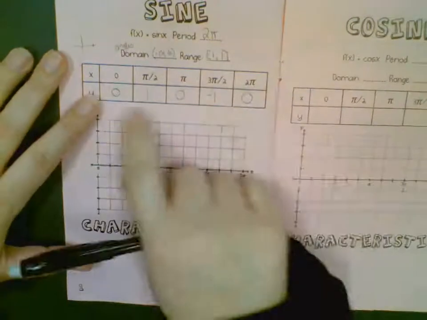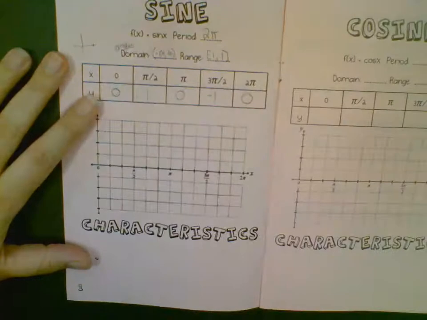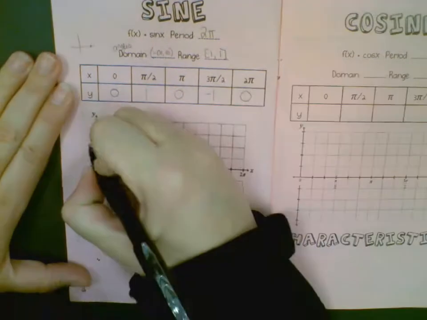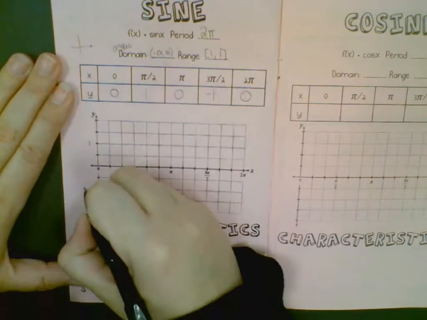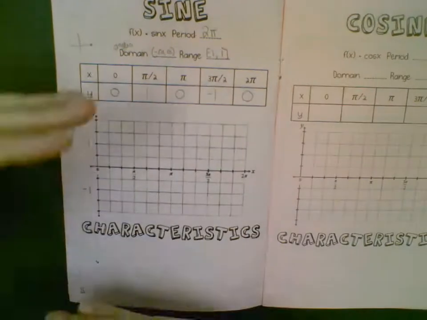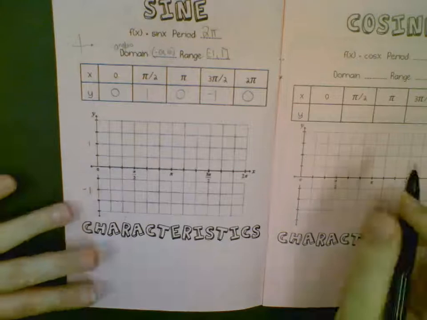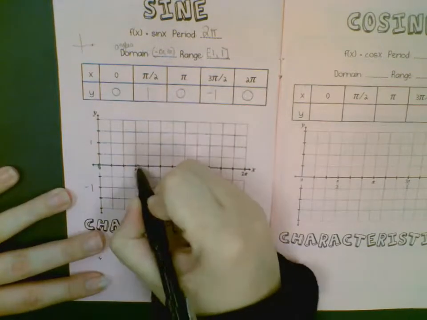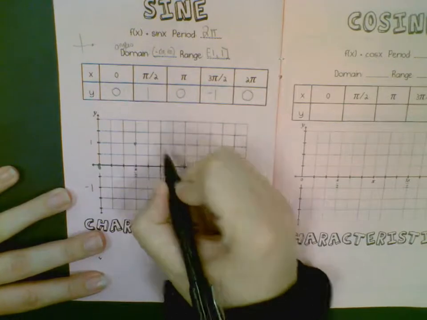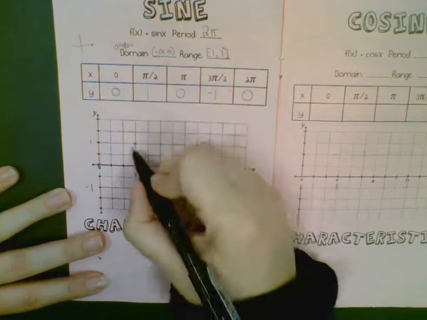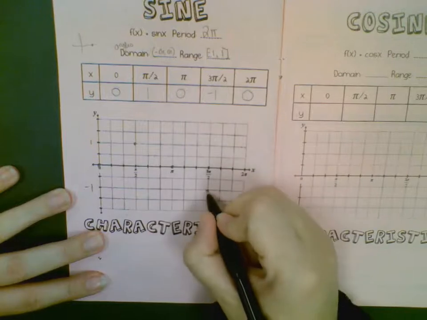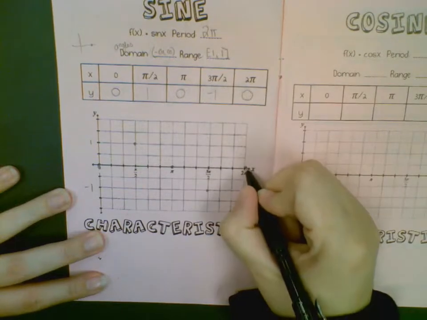So that means to come back around, you're going to have to go through 2 pi. So let's plot our points. I'm going to make 2 boxes equal 1, so it's a little bit stretched vertically. So we have 0, 0. At pi over 2, we're at 1. At pi, we're at 0. At 3 pi over 2, -1. And then at 2 pi, we're at 0 again.